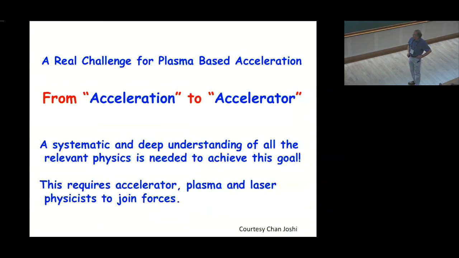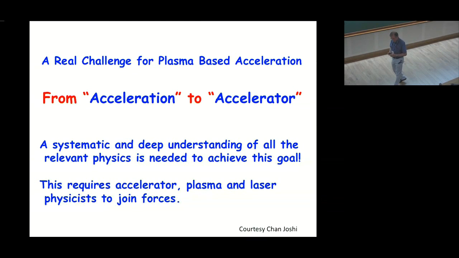A real challenge for plasma-based acceleration is that we've now been able to show that you can accelerate particles, but can you actually turn that into an accelerator? So we still need a lot of science to be done to actually turn the concept into reality, in terms of a device that is very useful. The one that's probably going to be near term is the Betatron and the X-ray source that we'll hear about this week. And the field still requires a combination of accelerator physicists, plasma, and laser physicists to join forces.